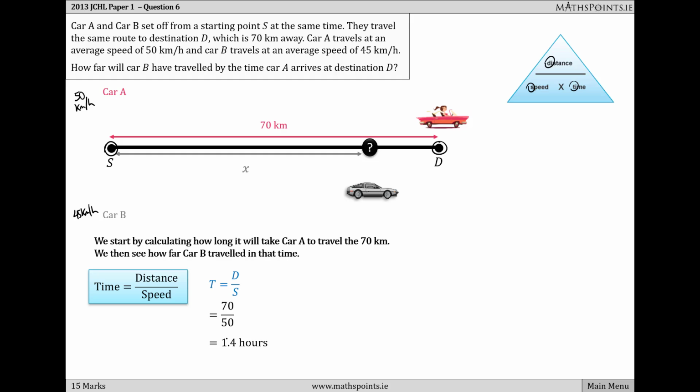Now, there's no need to turn this into hours and minutes. We're going to use this time for the second part of the question, and so we prefer it in decimal form as it is here.